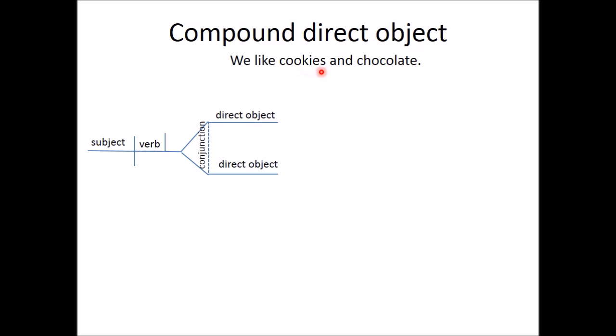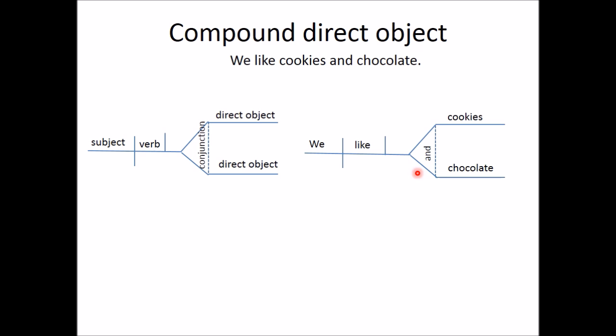So for we like cookies and chocolate, it'll look like this. Draw the T, we is the subject, like is the verb, draw the new vertical line, split the line into two so that we have one line for cookies and one line for chocolate, and then add the dotted line and put in your conjunction and. So we have we like cookies and chocolate. Subject, verb, compound direct object, cookies, chocolate, two direct objects connected by a conjunction, coordinating conjunction.